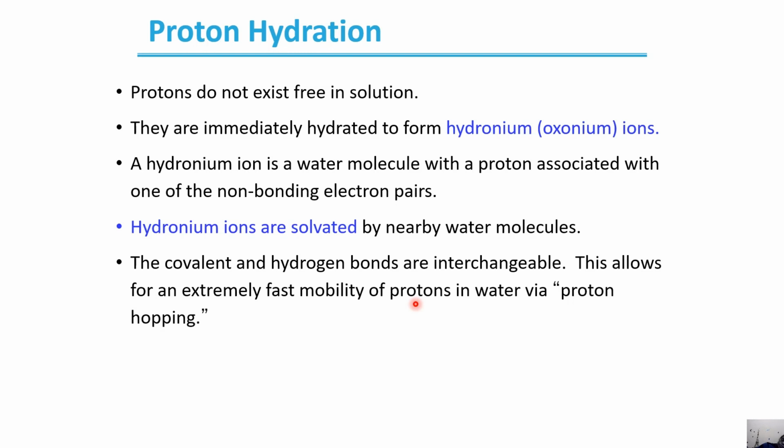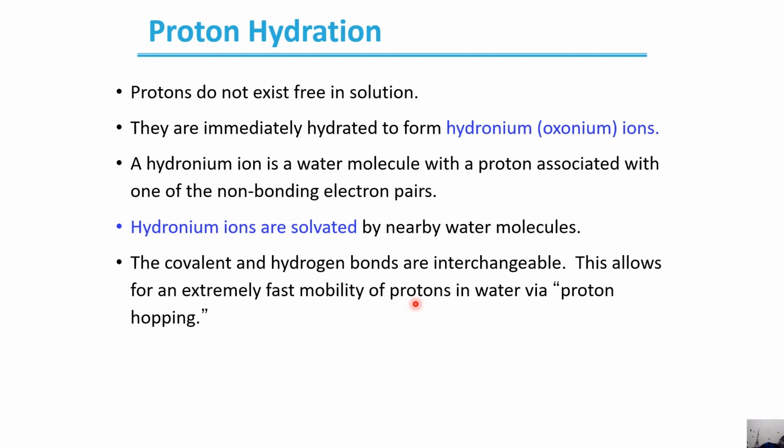Now, what is proton hydration? Protons do not exist free in solution. They are immediately hydrated to form hydronium or oxonium ions. A hydronium ion is a water molecule with a proton associated with one of the non-bonding electron pairs. Hydronium ions are solvated by nearby water molecules, and the covalent and hydrogen bonds are interchangeable.